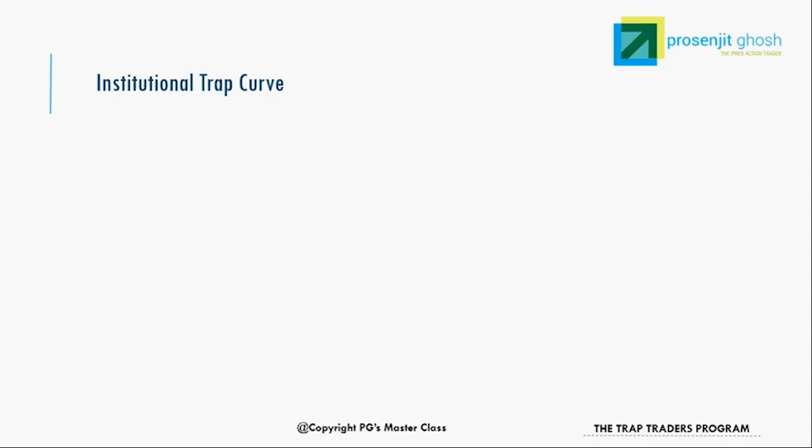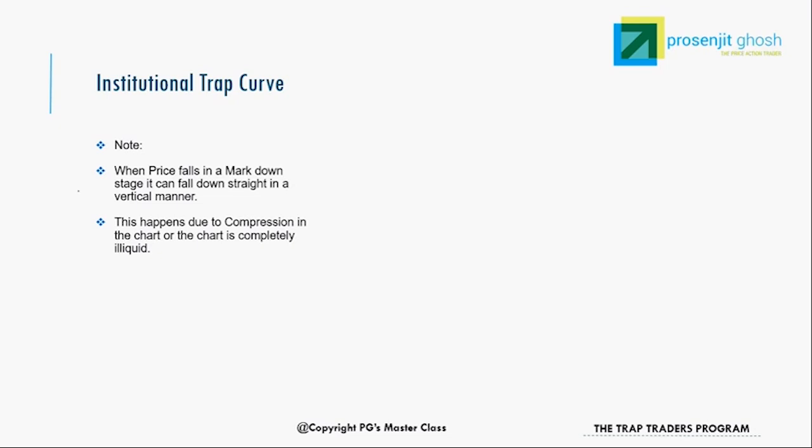So a note: when price falls in a markdown stage, it can fall very, very sharply in a vertical manner. This is something you need to understand, and at that time it may not create any redistribution or correction. It can straight away fall. This happens due to compression in the chart, or the chart is completely illiquid. These are the two reasons. So what is compression? We are going to learn in the upcoming sessions.